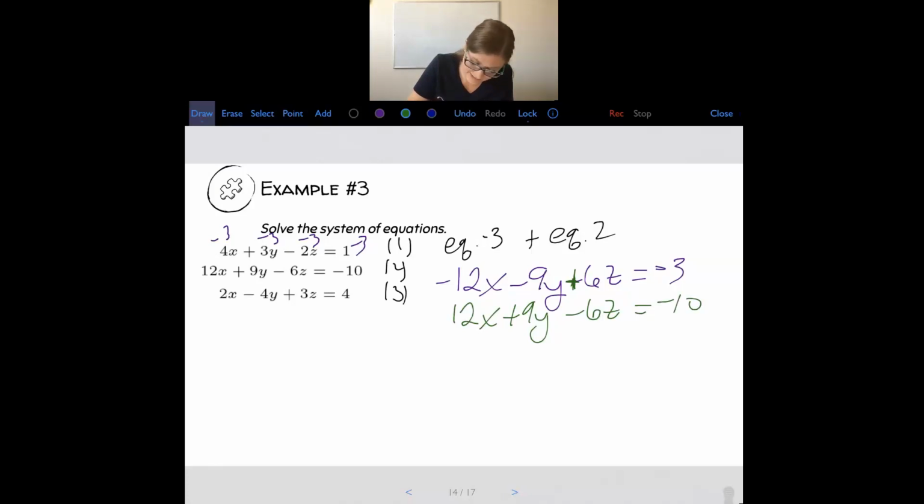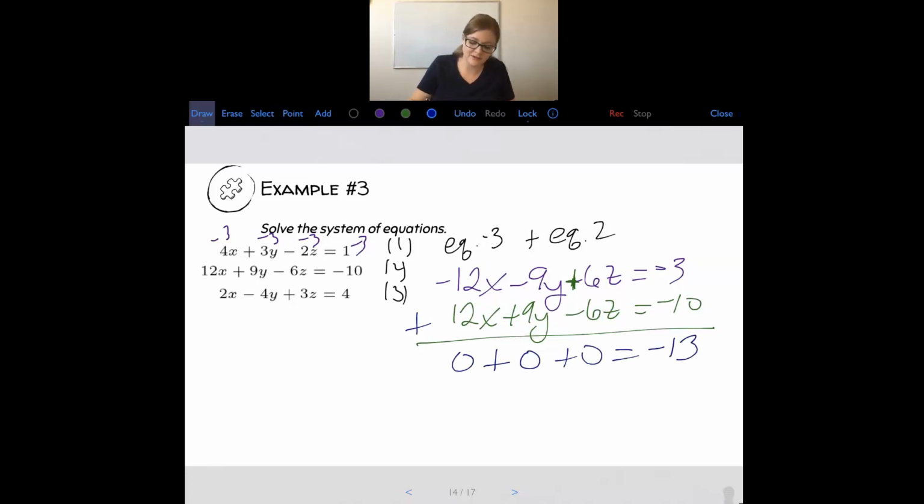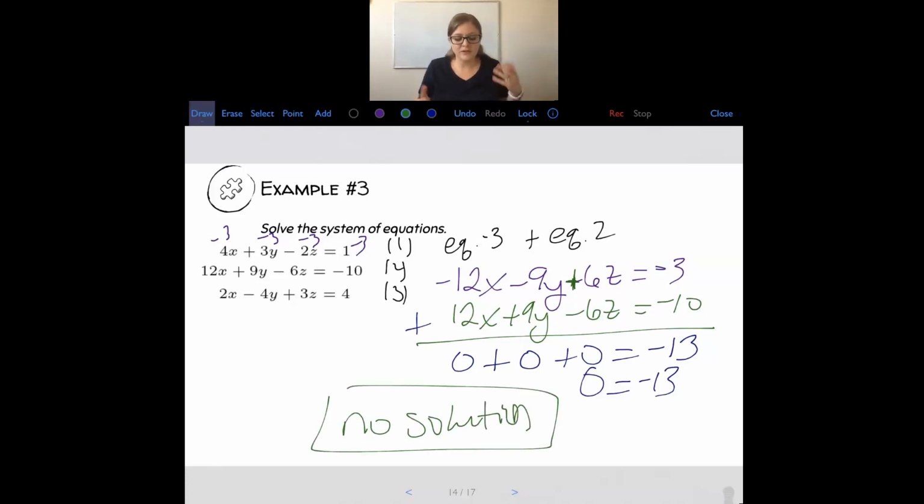Okay, so if I add these together, negative 12x plus 12x cancels, negative 9y plus 9y cancels, and 6z minus 6z cancels, and that's negative 13. So we have 0 is equal to negative 13, which is not true. Okay, so this would be a case of no solution. If you would have started off choosing a variable to eliminate, you may take more steps, but we should still get to the same final result.